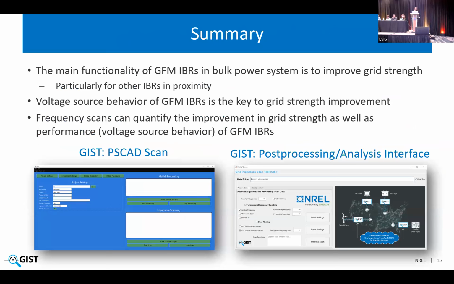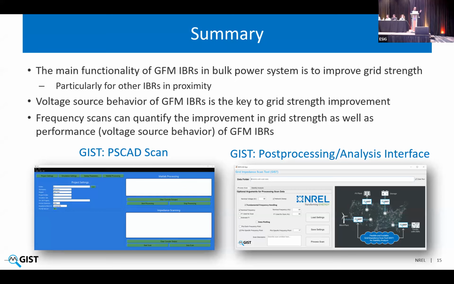Now I get that a lot of people ask, okay, how do we do these scans? They are too complex to do. For that, we have developed a software tool at NREL called GIST, or Grid Impedance Scan Tool. At the bottom, you see the graphical user interface. So the user can just bring in models and do this. We are working with a couple of system operators, including AEMO, to use this tool to understand the stability and also how we can leverage grid forming to improve grid strength.